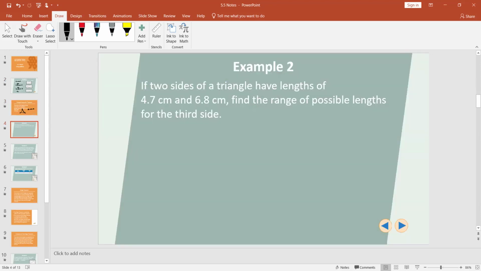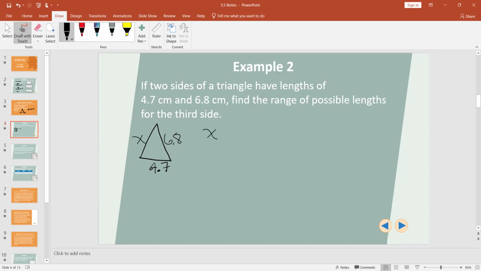So if two sides of a triangle have the lengths of 4.7 centimeters and 6.8 centimeters, find the range of possible lengths for the third side. So in this case, I'm always going to want to draw my triangle. So I'll say this is 4.7, 6.8. All right, and then my unknown side is x.